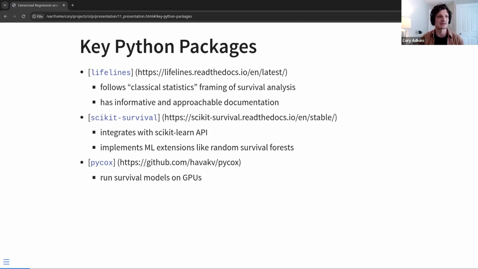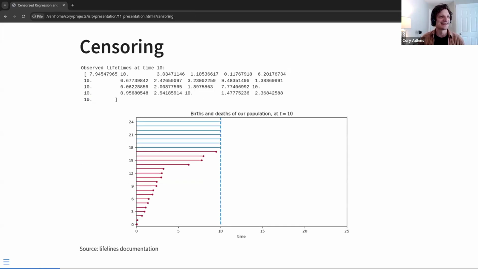Which brings us to this PyCox package, which integrates with, excuse me, not TensorFlow, with PyTorch, and that lets you run these on GPUs. So that's all fun stuff. But for this, the Lifelines package is really the only one that we use. Maybe, I don't know, we'll see. Maybe next week we can try to use the Scikit Survival one for a random survival forest, apparently is what it's called. Sounds very frightening.